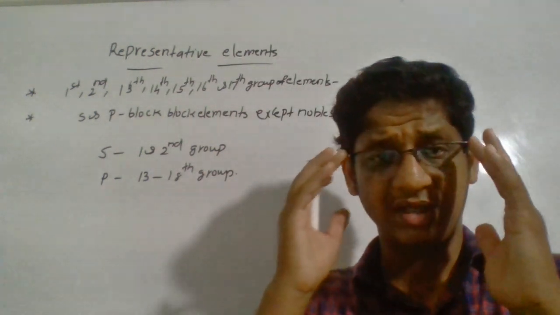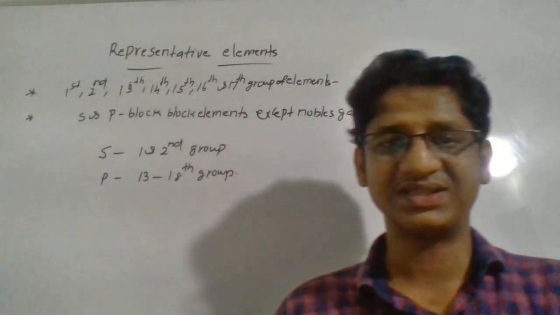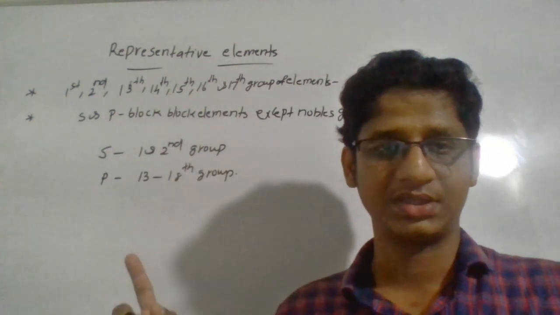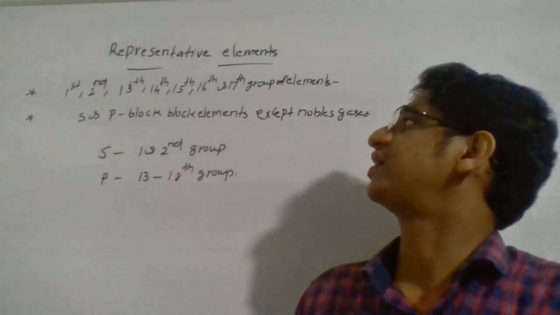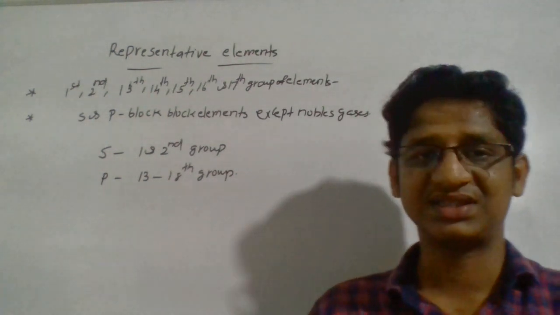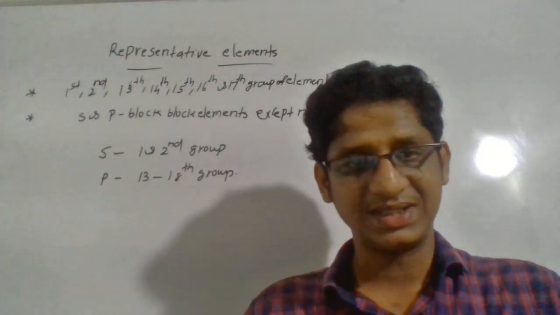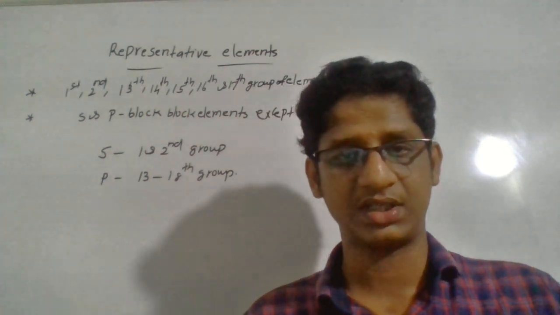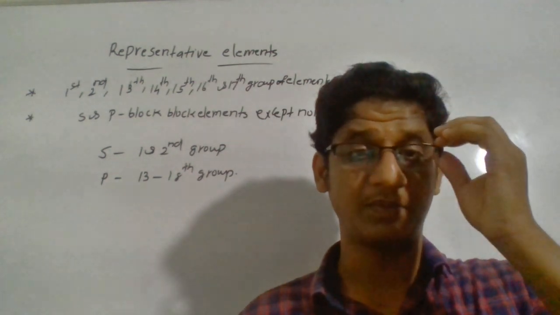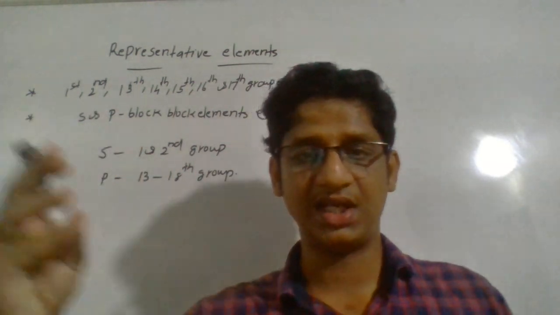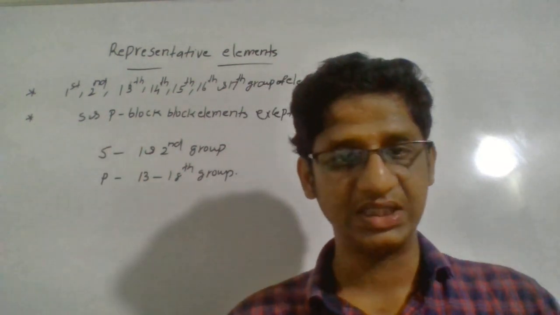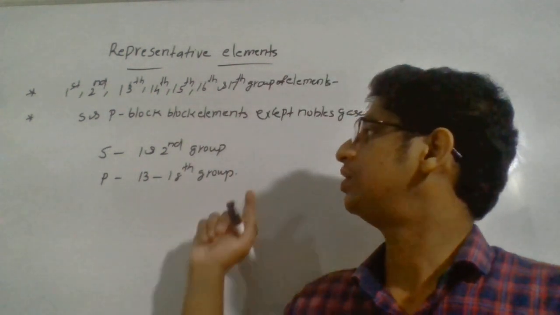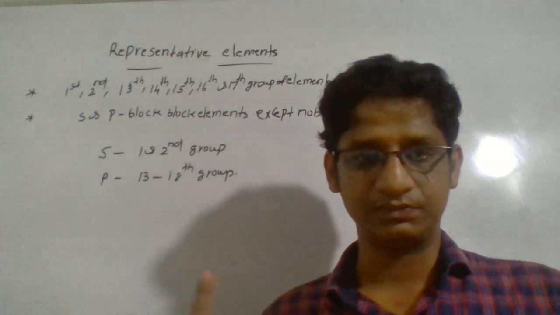Now let us think why it may be. The best reason I can say is that most of the compounds are made out of these elements, that is first, second, 13th, 14th, 15th, 16th and 17th group. Noble gases are unreactive in nature. They have a stable electronic configuration, so generally they do not form compounds, especially helium, neon, argon. They are inert in nature, while most of the compounds you see have these elements.